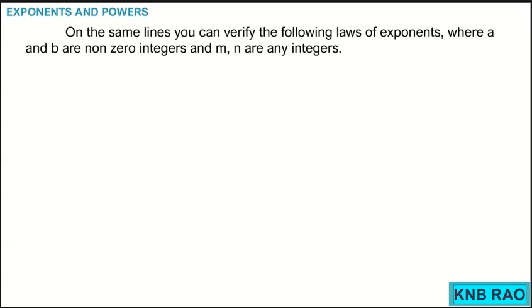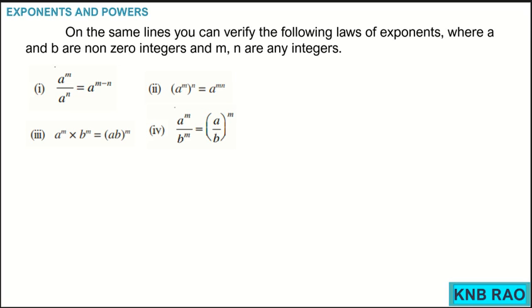Now, on the same lines, you can verify the following laws of exponents which you have learnt in class 7th, where a and b are non-zero integers and m and n are any integers. a power m divided by a power n is a power m minus n. Another law: a power m whole power n is a power m into n. a power m into b power m is ab whole power m. a power m upon b power m is a by b whole power m. And the last law is a power 0 is 1.